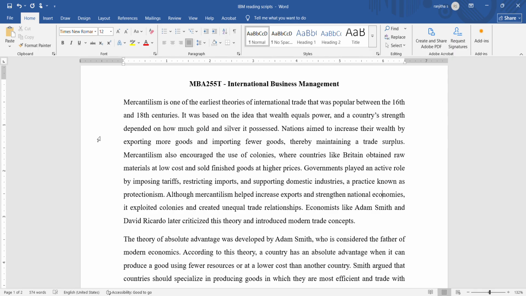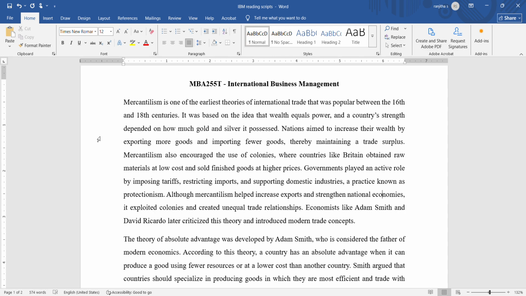Mercantilism also encouraged the use of colonies, where countries like Britain obtained raw materials at lower cost and sold finished goods at higher prices. Governments played an active role by imposing tariffs, restricting imports, and supporting domestic industries, a practice known as protectionism.